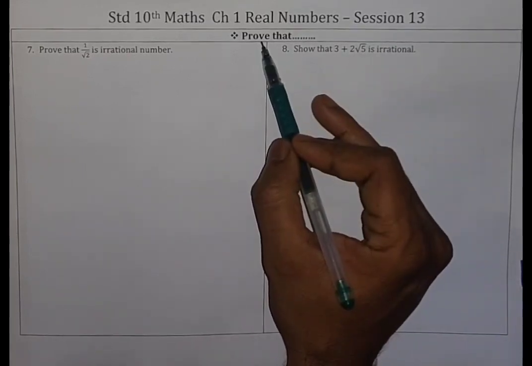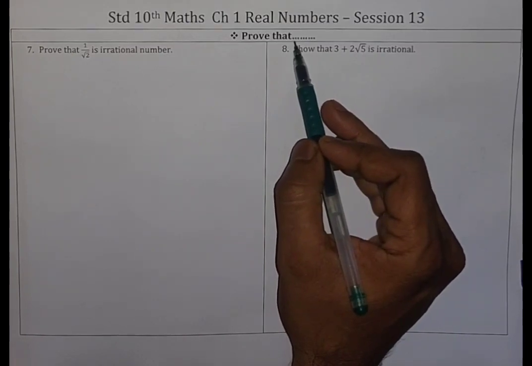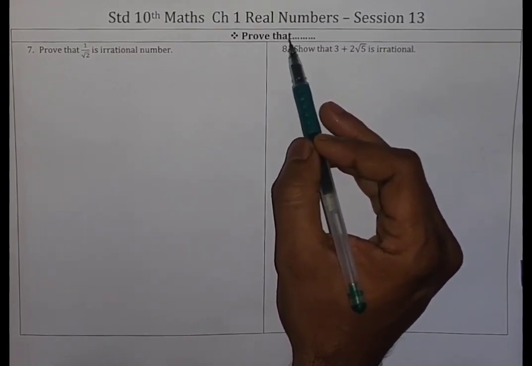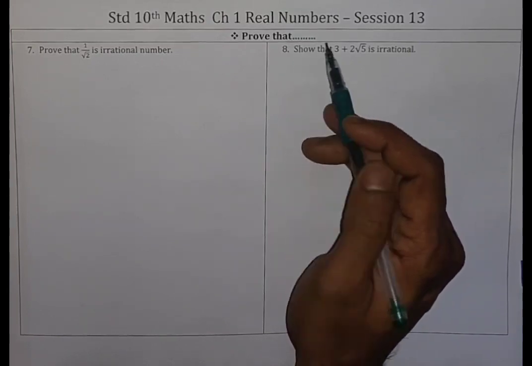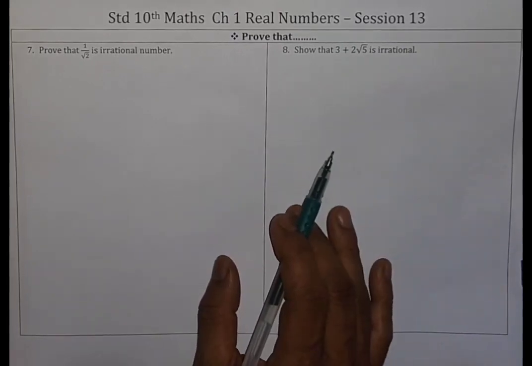Alright, in the previous session also, we saw prove that type of sums, where we have to prove that the given number is irrational. So far we did 6, we'll continue today in this session.